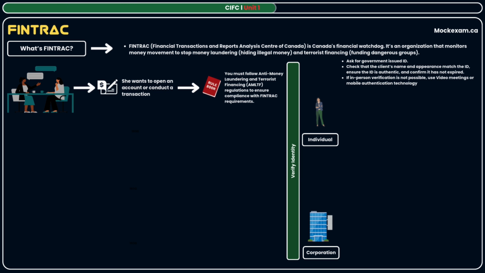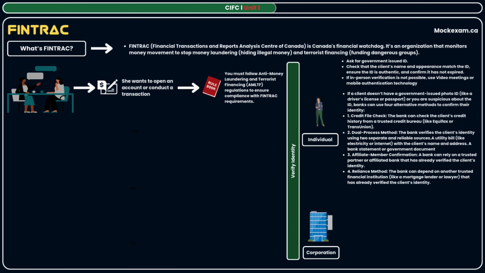Okay. Now, if a client doesn't have a government issued photo ID like a driver's license or a passport, what do you need to do? Or let's say you are suspicious about the ID. Okay. They have an ID, but you are suspicious. Banks can use 4 alternative methods to confirm their identity. I bet you don't know that. I mean, you knew about the ID, but these 4 you don't know. Okay, you have to listen.